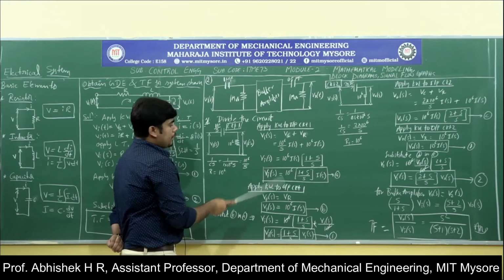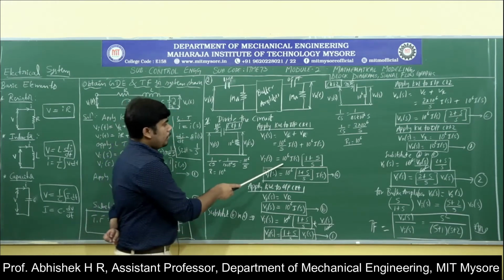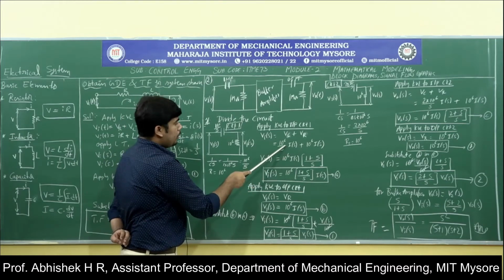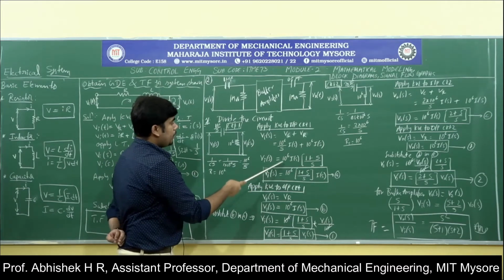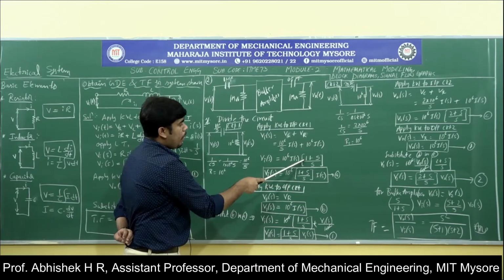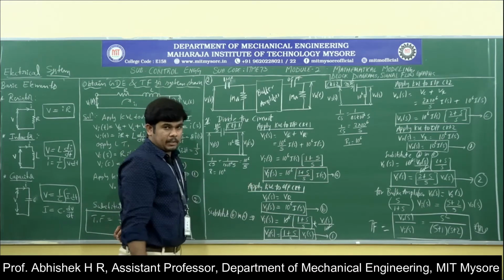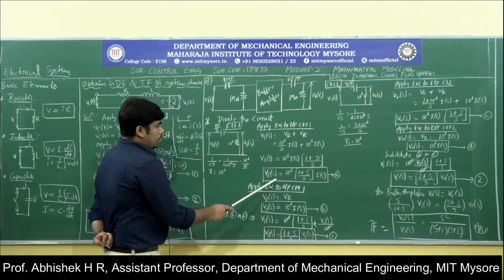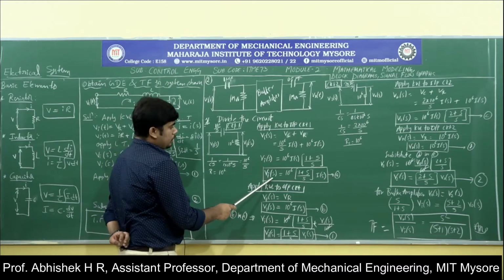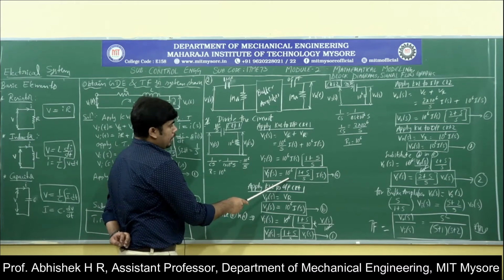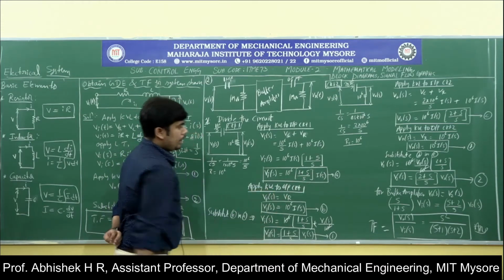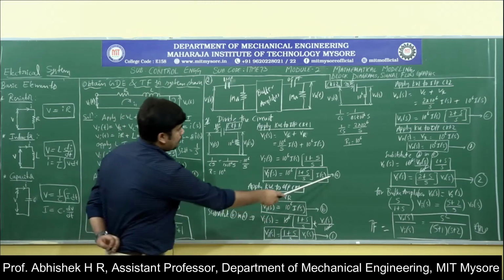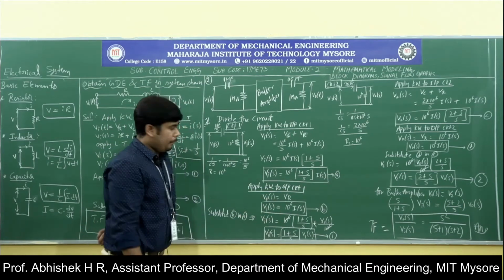So Vi of S, the input voltage, is equal to 10 to the power of 6 into I of S, which is the common factor. I have just taken the common factor outside. The remaining terms are 1 plus S by S. So input voltage is equal to 10 to the power of 6 into (1 plus S) by S into I of S. This is the equation A. I name the equation as A.